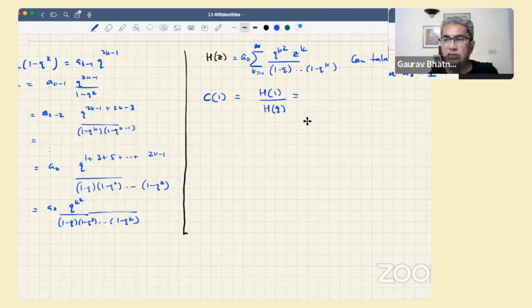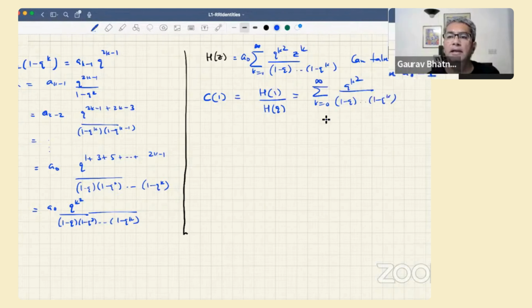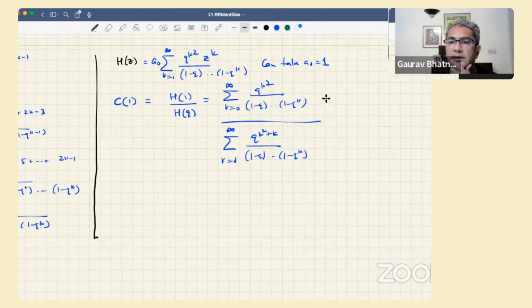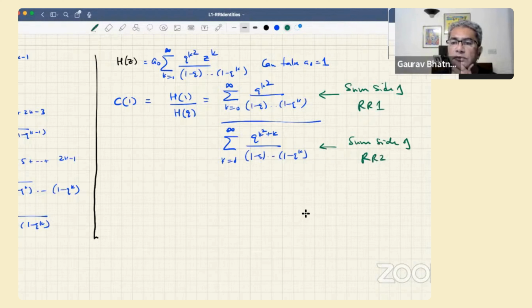So h of zq with z equal to 1. And this will give you this sum, k going from 0 to infinity, q^(k squared) over (1 minus q)...(1 minus q^k), divided by the sum where z is q, so q^(k squared plus k) over (1 minus q)...(1 minus q^k). So this is the sum side of Rogers-Ramanujan 1, and this is the sum side of Rogers-Ramanujan 2. So there they are.